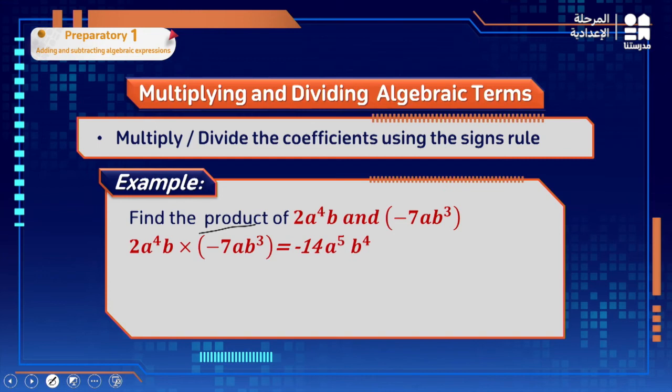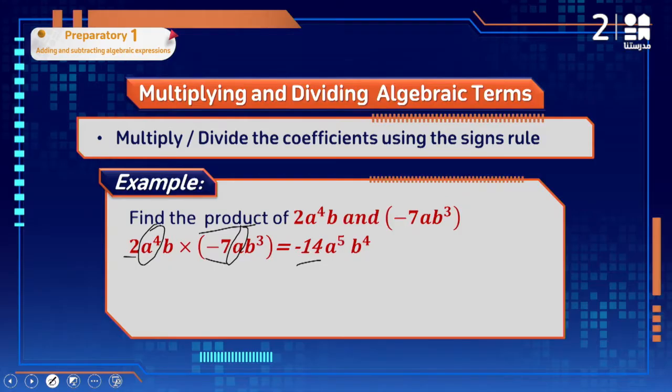And as we said, we are going to multiply the coefficients. 2 times negative 7, which is negative 14, and a to the power of 4 times a. This a, what is the exponent of it? It doesn't have an exponent, so the exponent is 1. It's not written, but we know that from the last session. So if I have any variable without an exponent, that means it's to the power of 1. So I'm going to write it here, 1. So I'm going to add 4 plus 1 is 5. So it's a to the power of 5.